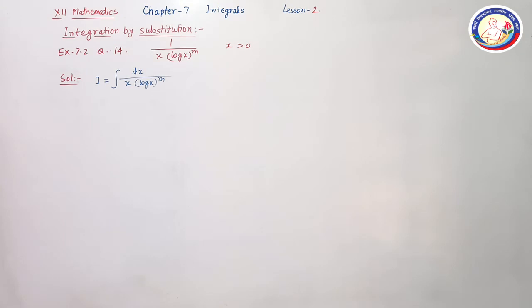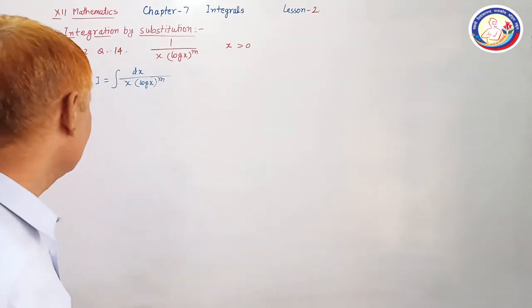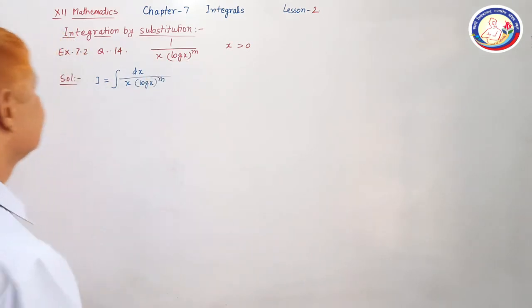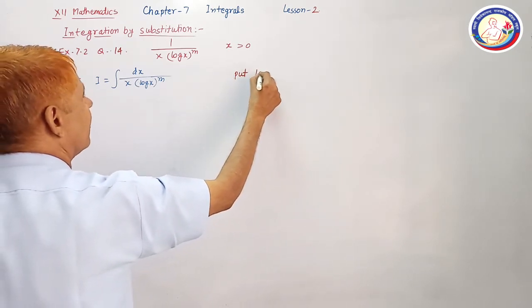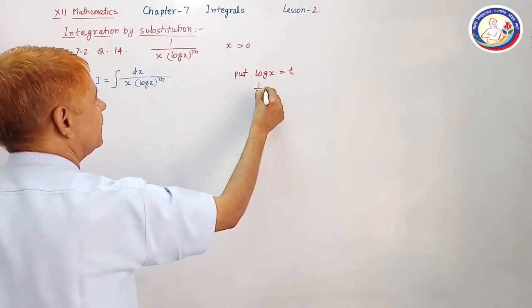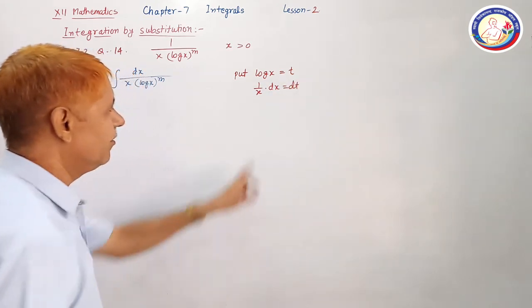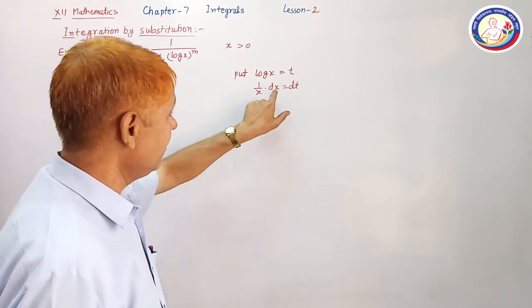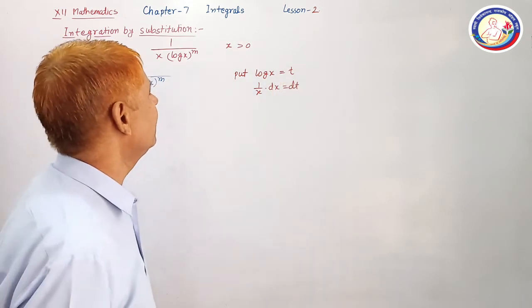Now the substitution is clear. Log x equal to t will be our substitution because the derivative of log x is present here, it is 1 by x. So put log x equal to t. Then 1 upon x into dx will be dt. First of all, we must write it as 1 upon x equal to dt by dx, and then we must change this in this form, and we can write it directly.